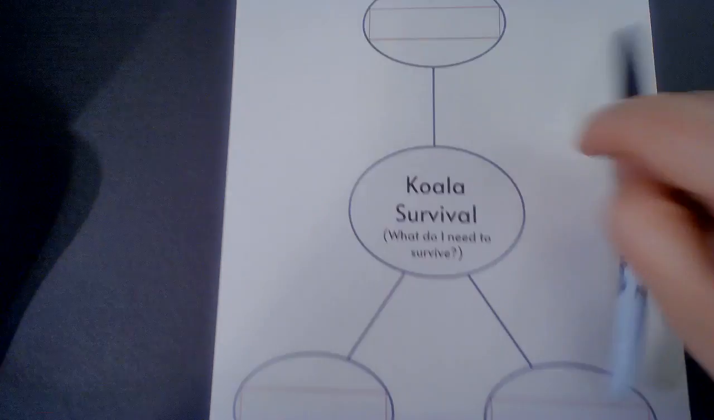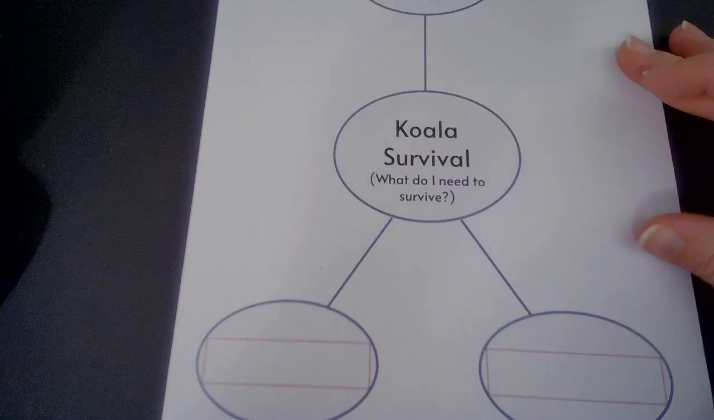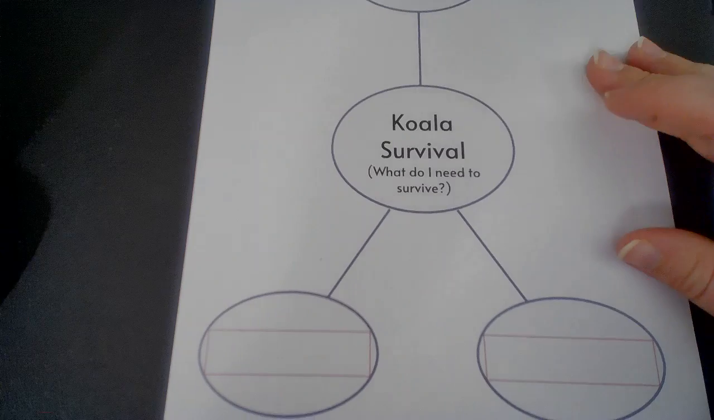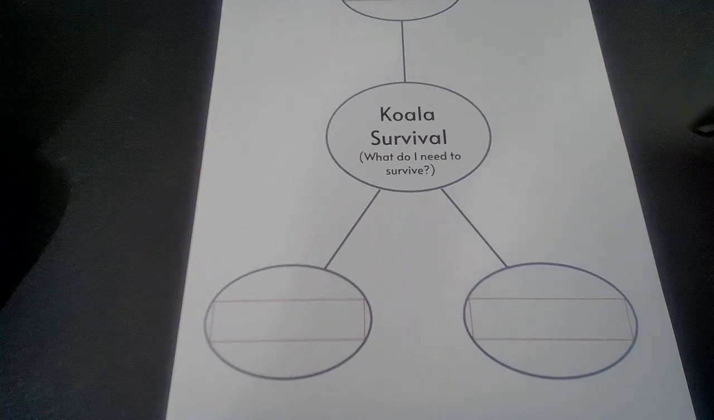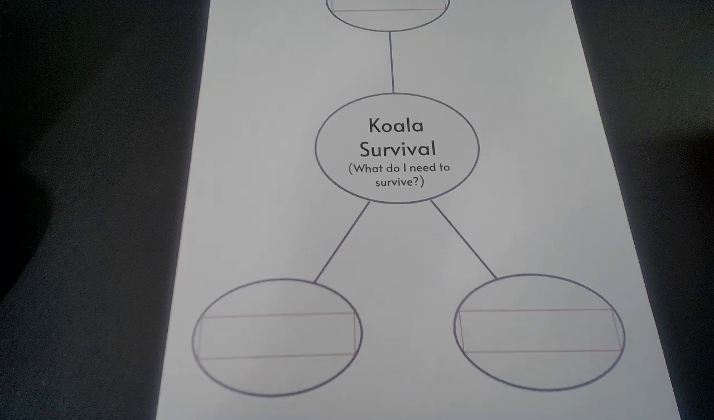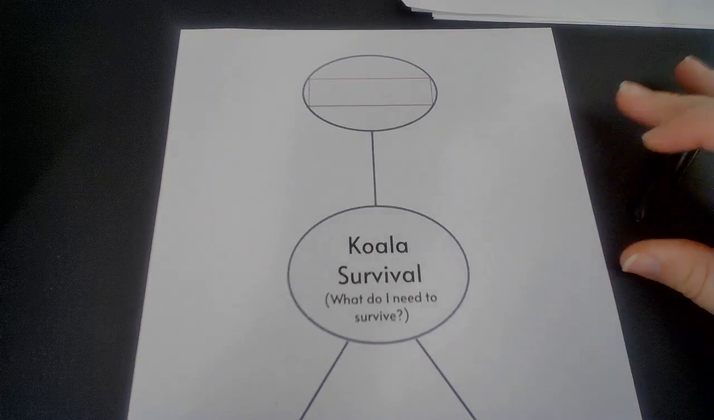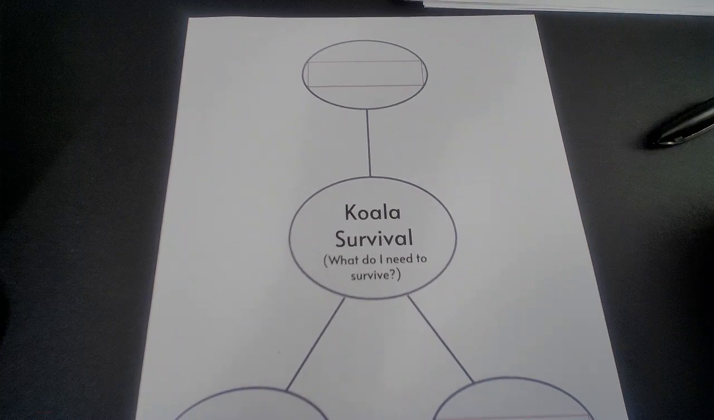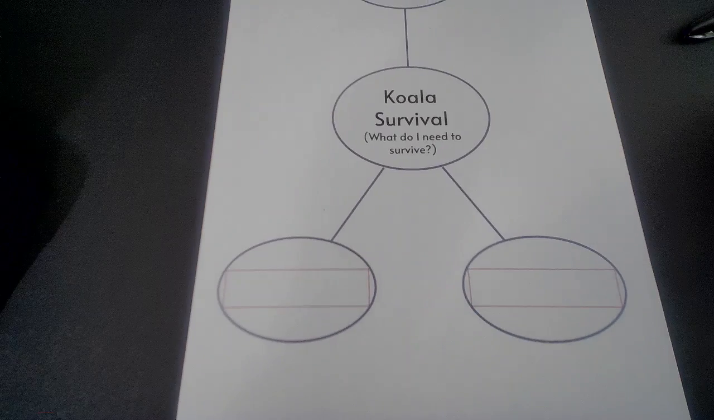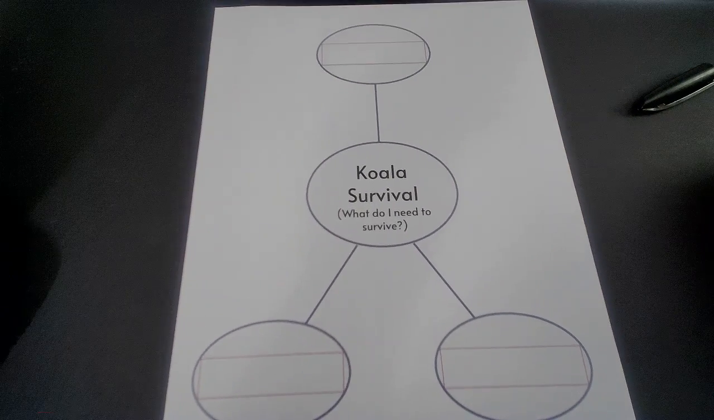Okay, so does everyone have their koala survival word web? Now you can pause it, go get it off of Google Classroom. Remember, you can print it or you can use it on Cami on your computer and type in it. So, okay, so we have to think of three things. Do you remember three things koalas need? They're the same thing as what we need. They need food, water, and shelter.